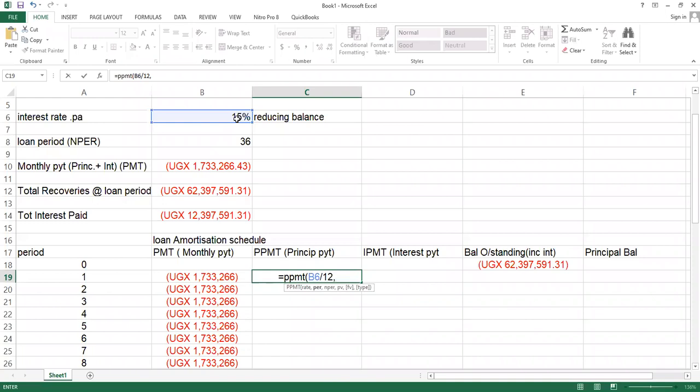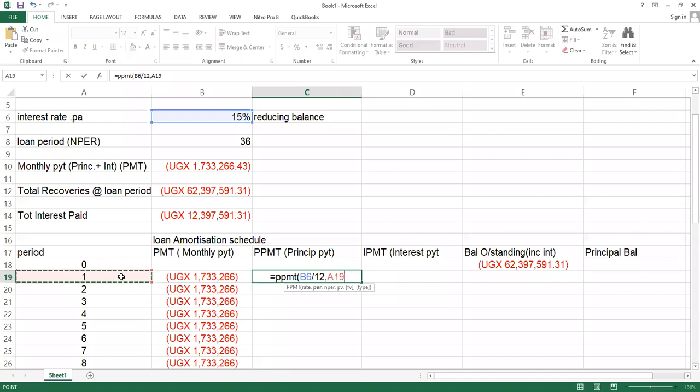Then PER. PER is the period, and of course my first period is going to be period 1. So I click on A19. I want you to know that there is a difference between PER and NPER. PER is the period, that is period 1. You're making the payment at the end of period 1. NPER is the number of periods, the entire loan period.